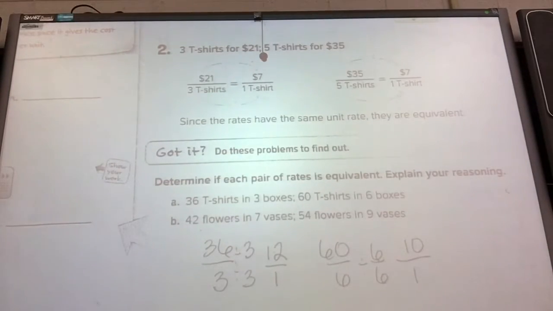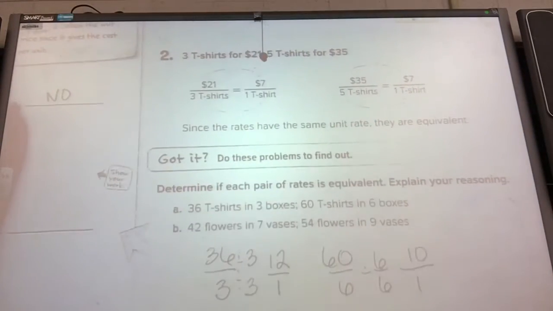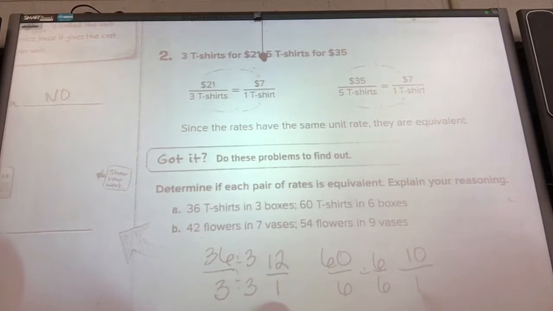So are they equivalent? Answer is no. No, they are not, because one is 12 shirts in a box, and the other one is 10 shirts in a box.